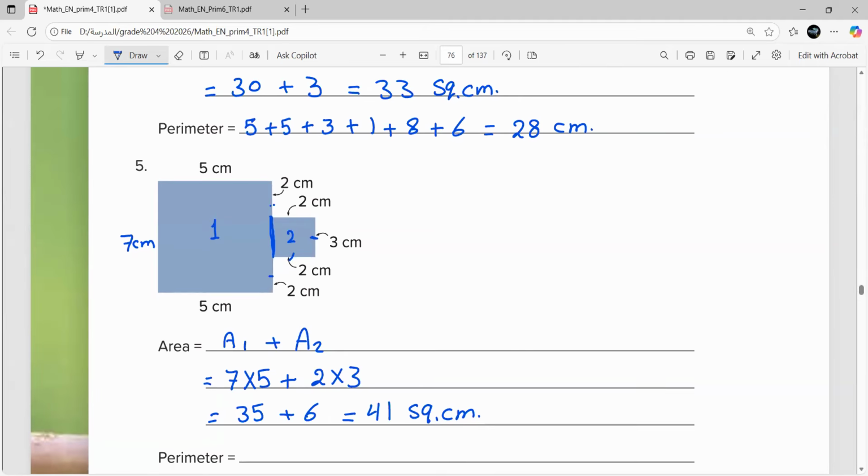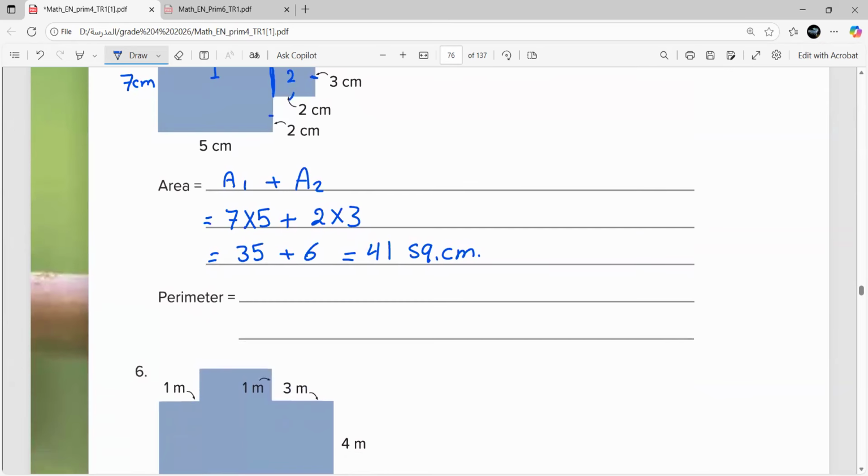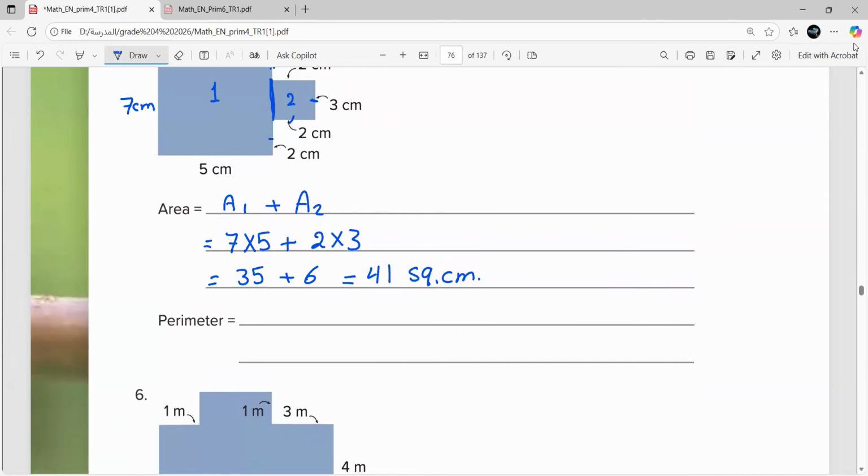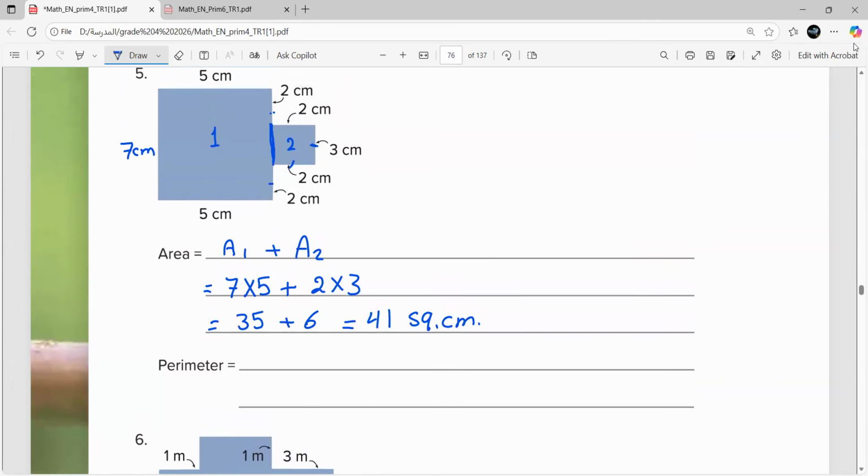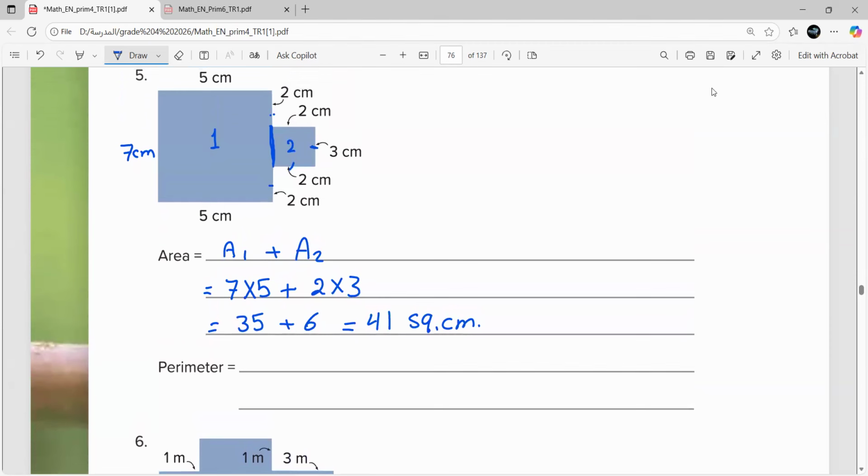What about the next question? Perimeter of the same shape. How to find the perimeter? Let's add all the sides of the shape. 5 plus 2 plus 2 plus 3 plus 2 plus 2 plus 5 plus 7.